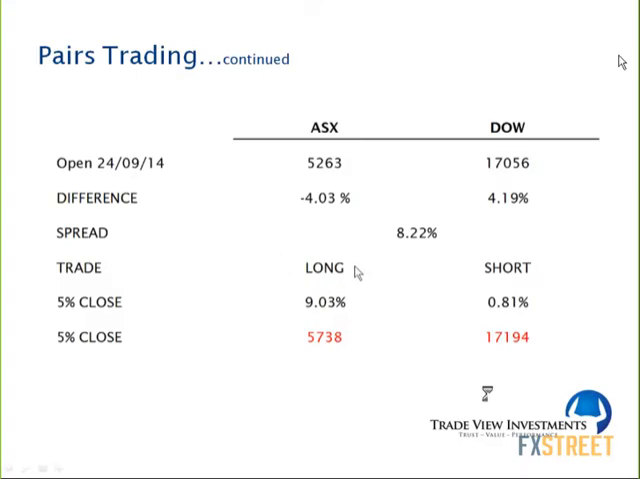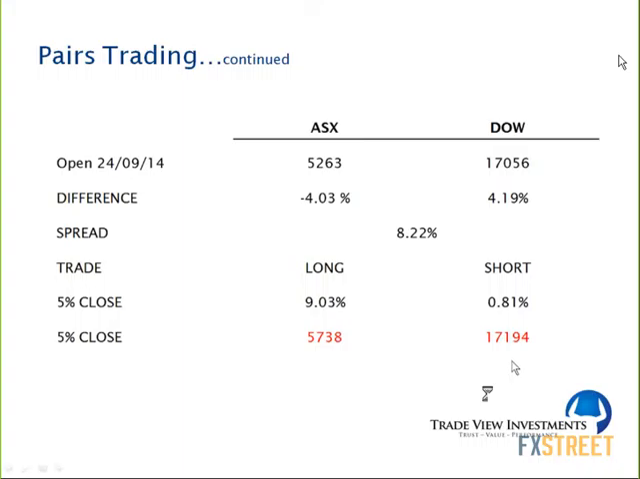Let's say, for example, we took a long trade on the ASX, which is what we did, and a short trade on the Dow. This was just a 5% close. We were saying that it would need to move by 9%, whereas the Dow would only move by 0.81%. That's unrealistic on the Dow, but at least the discrepancy was there. And these are the prices they would need to reach.